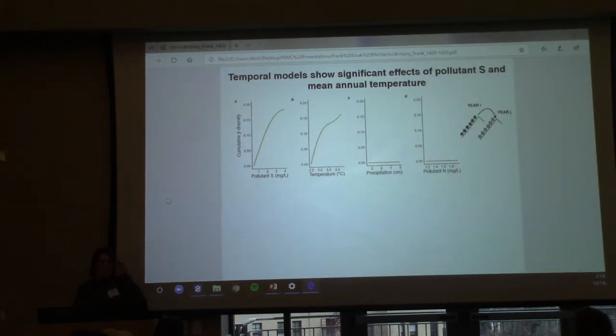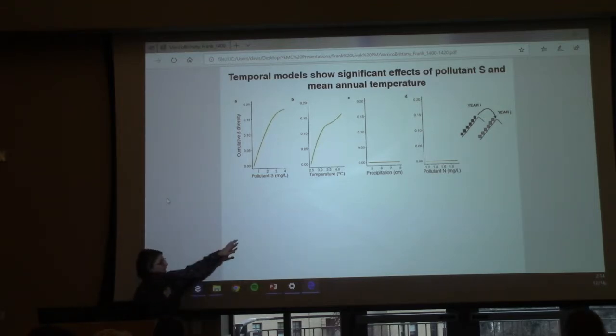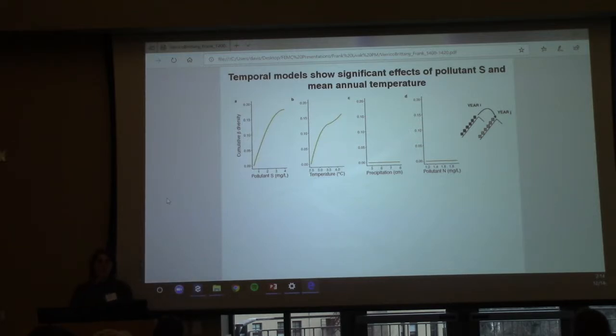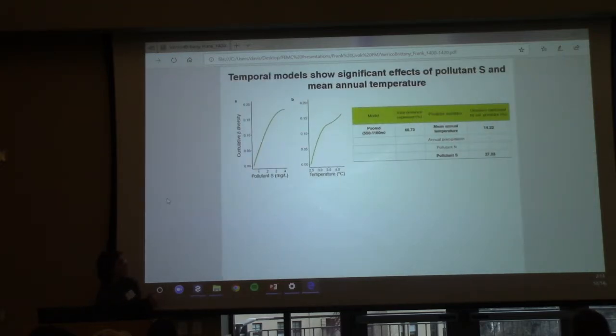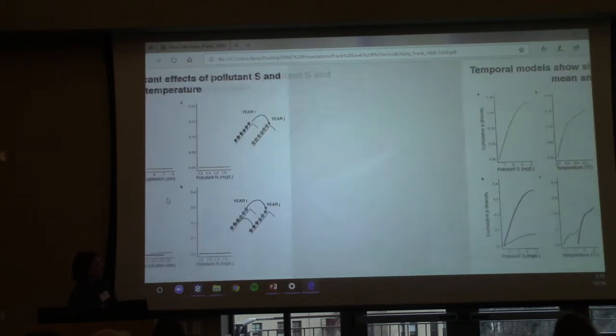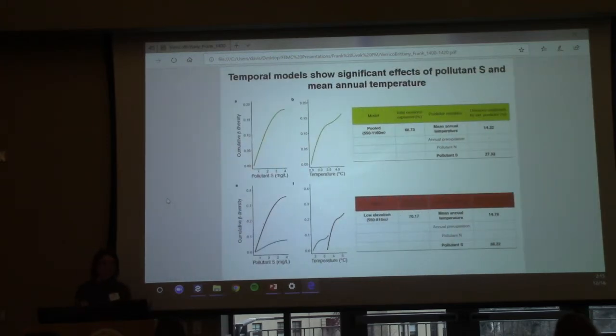So to look at the temporal models, again, objective two, each plot here represents a different predictor variable in the model. And the first thing that sticks out to me is that annual precipitation and nitrate and ammonium pollution do not explain any of the variance in community compositional change over time. But we are seeing significant effects of both temperature and sulfate pollution. And we found that sulfate pollution was, in fact, the most important predictor variable in explaining temporal shifts in the forest community.